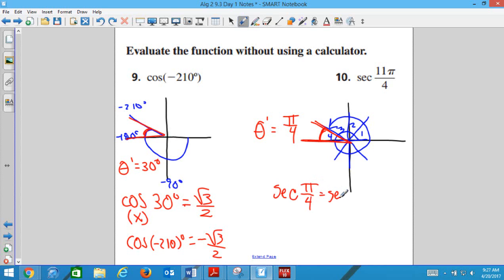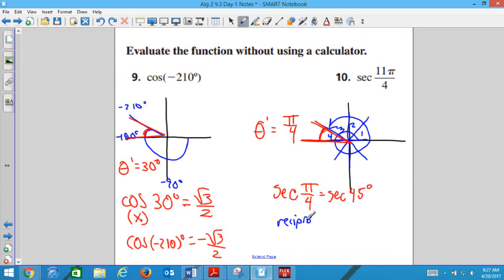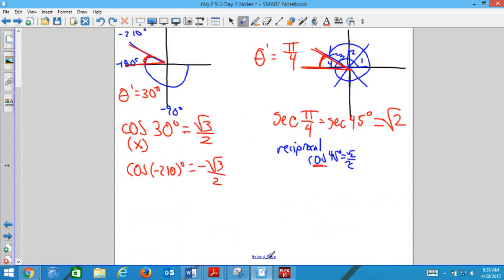That's the same as the secant at 45 degrees. That's the reciprocal of the cosine at 45 degrees, which is square root of 2 over 2. What is the secant at pi over 4? Just square root 2. And then we think about sine. For some reason, every example I gave you is always in the second quadrant. This one is also in the second quadrant, so negative for cosine. So our answer, secant at 11 pi over 4, is negative radical 2.